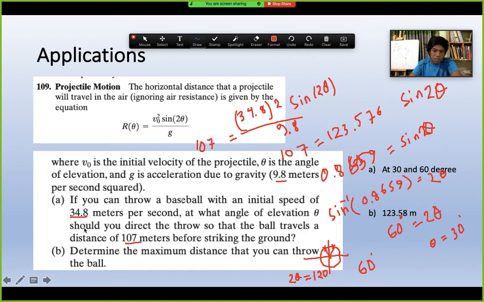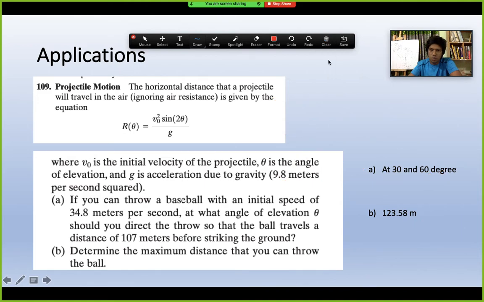Question B is, determine the maximum distance that you can throw the ball. What is the maximum distance you can throw the ball? How do we do that maths, and what does it mean? They did not give us any value here also. What is going on? The thing is, this maths is actually related to the given stem, so the given value is related here. So let's put the value here.